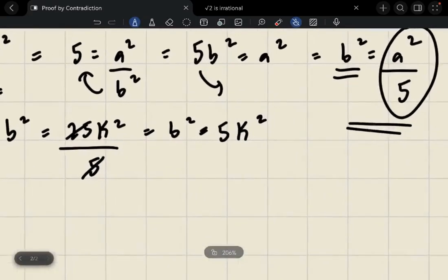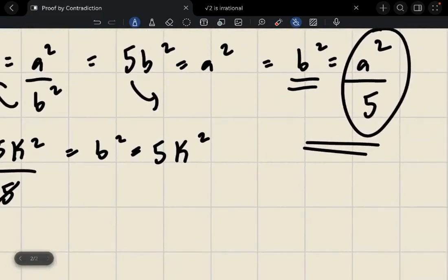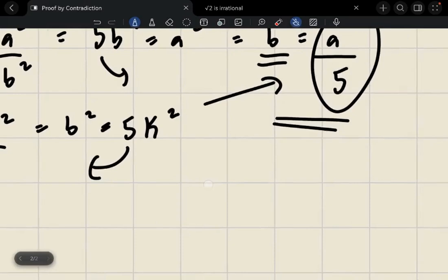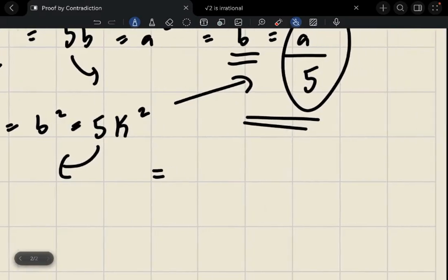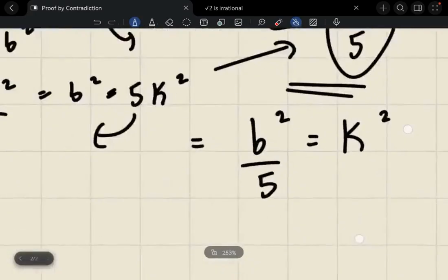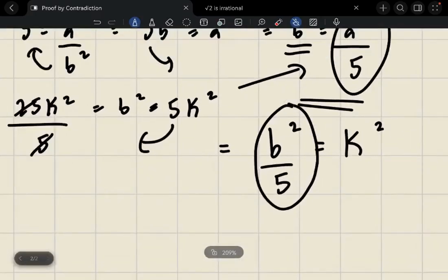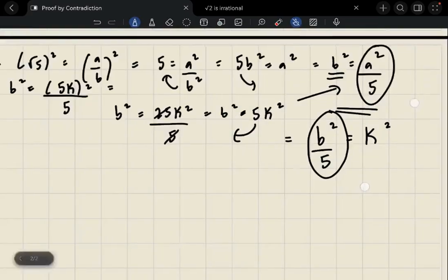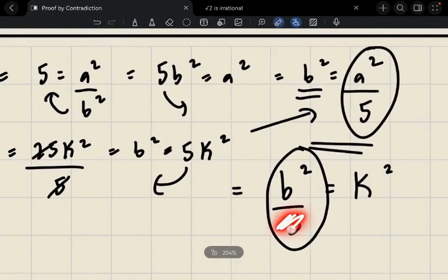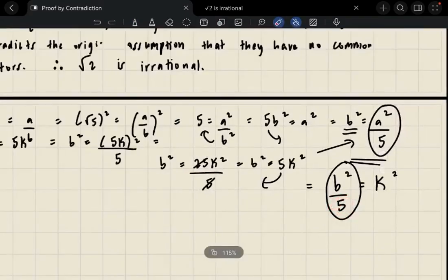5k squared. And now I'm basically going to reach the same point that I got here to show that b squared is also a multiple of 5, along with a squared also. So I'm going to bring the 5 down here, and that just shows that b squared over 5 is equal to k squared. So now, because this is also supposed to be an integer, right? That just shows that b should also be a multiple of 5, so that this is perfectly divisible and this denominator of 5 gets removed.